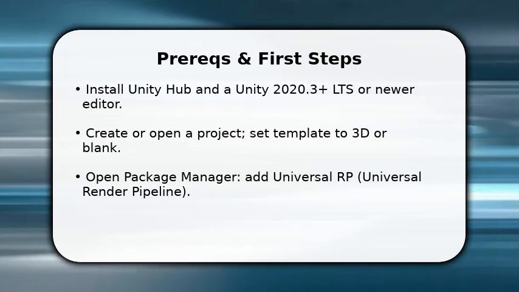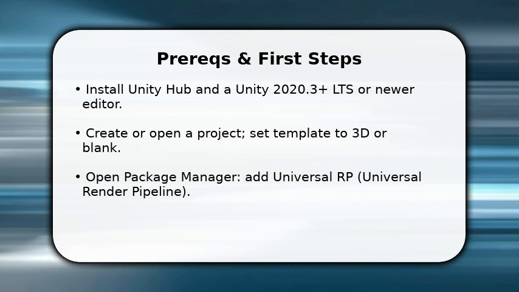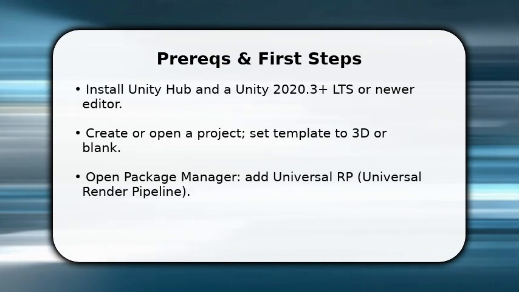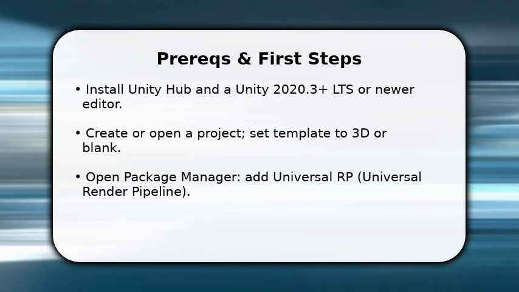You begin by confirming prerequisites. Unity 2020.3 LTS or later in Unity Hub. Once ready, create or open your project and pick 3D or blank so assets import cleanly. Then open Window Package Manager and install Universal RP. You must pick a compatible URP package version for your editor.